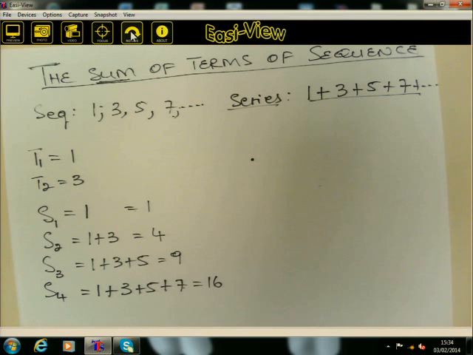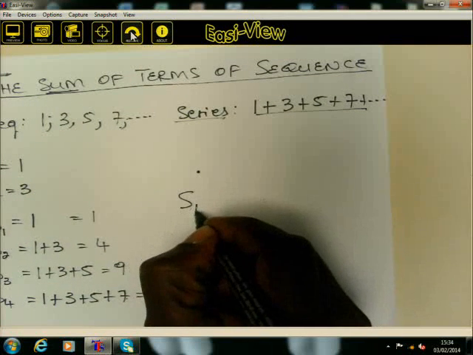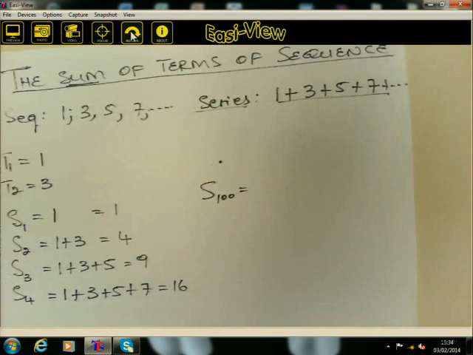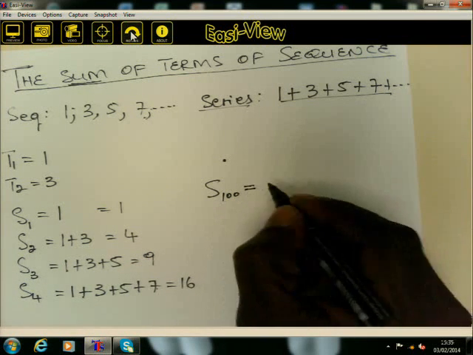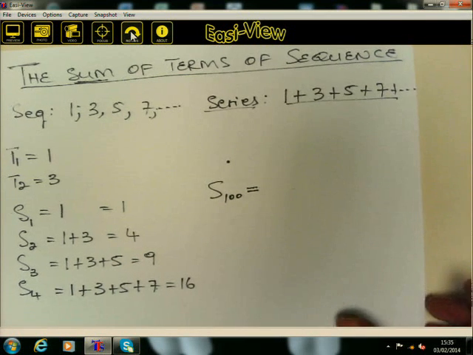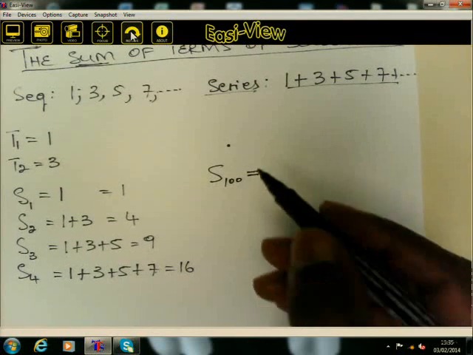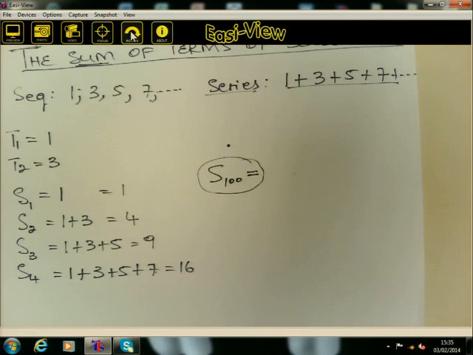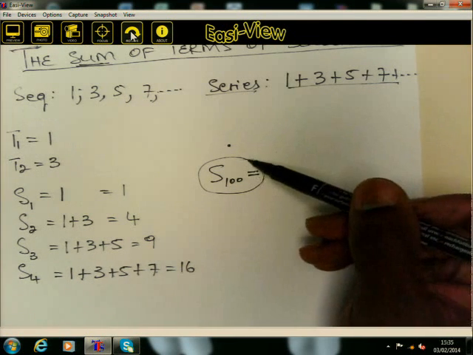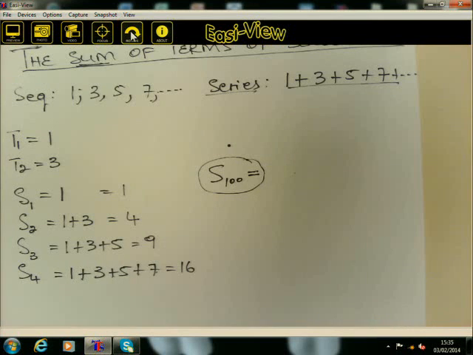But now the question will be, what will happen if we are looking for, for example, the sum of 200 terms? Are we going to sit down and write 1 plus 3 plus 5 plus 7 plus...? That will take us a very long time. We'll get old even before we get the solution. So that challenges us to get a formula that is going to help us. But it's not very far.